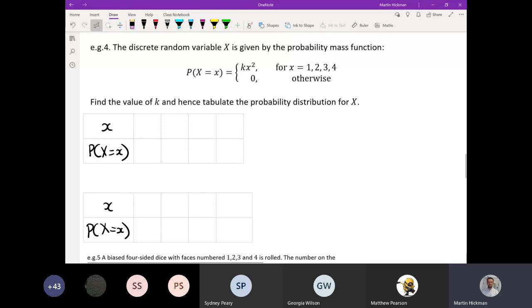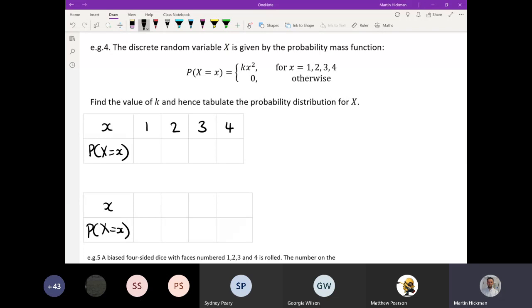So what I like to do with these questions is draw a table first of k, and then do a second table with the correct probabilities in once I've found k. You don't necessarily have to do this first table if you prefer to work it out in a different way, but you definitely need to do the second table. So first off, in the first table, I put in all the outcomes, 1, 2, 3, and 4. And now I'm going to put the probabilities below.